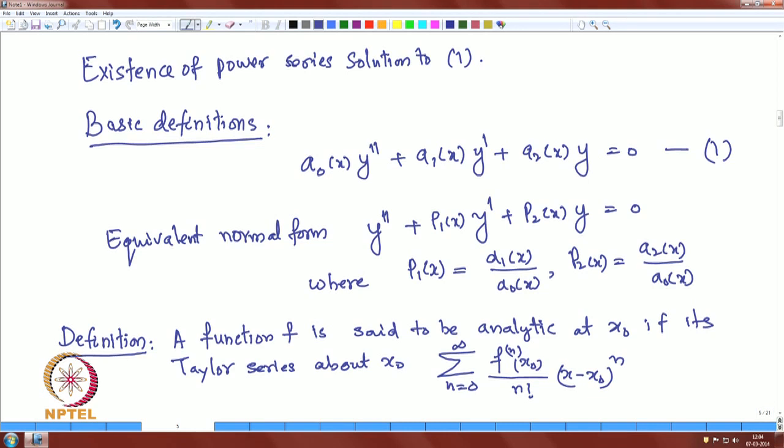The Taylor series about x 0 exists and converges to f of x for all x in some neighborhood of x 0 containing x 0. So, in some neighborhood, or in this case an interval, some interval containing x 0. In this case we say that a function is analytic.